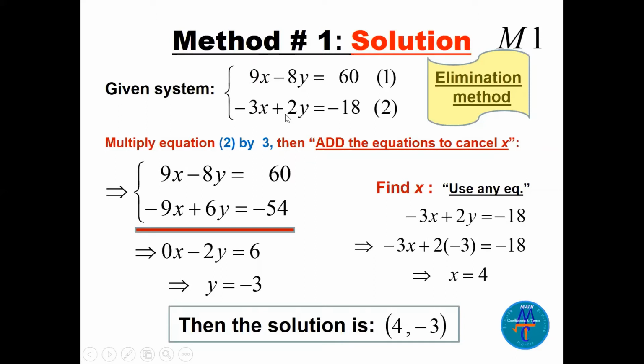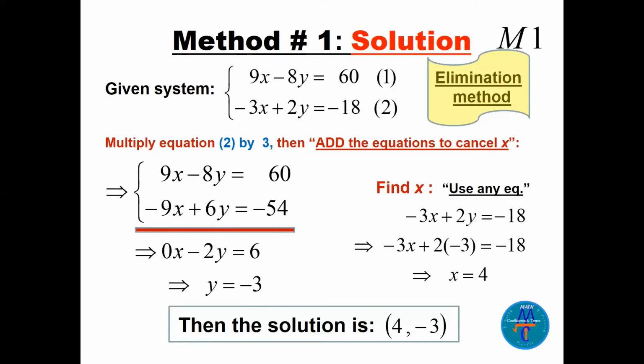Minus 3x plus 2y is equal to minus 18. Multiply the whole equation by 3, so I get minus 9x plus 6y is equal to minus 54. And then we add the two equations to cancel the x. If we cancel the x, 0x, minus 8y plus 6y will be minus 2y. 60 minus 54 is 6. Divide by minus 2, y will be minus 3. We found y. So we canceled x, found y.